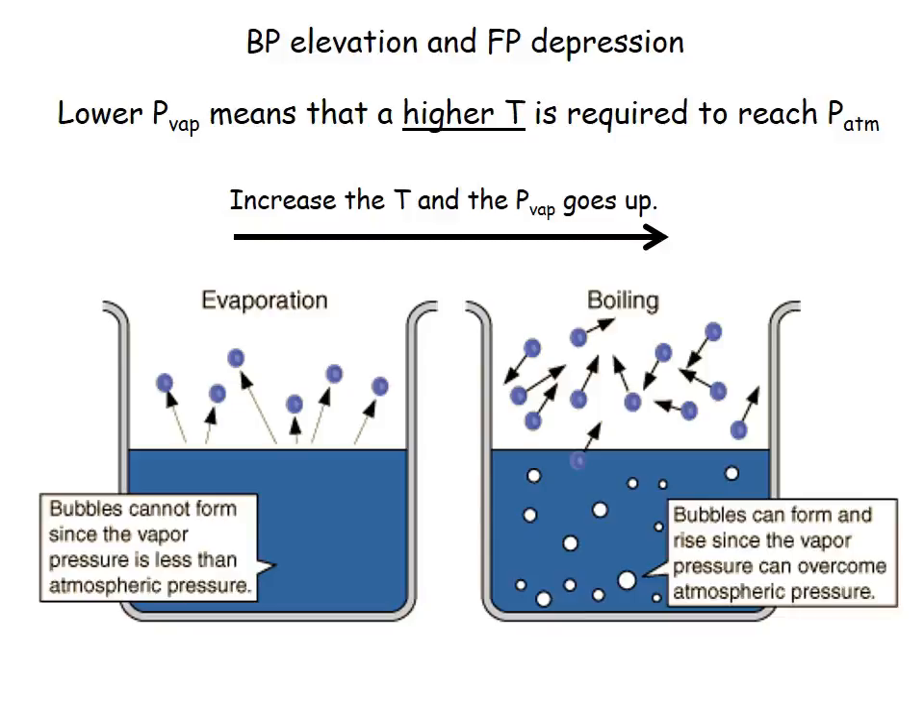So keep in mind that we have lowered the vapor pressure by adding a solute, right? Vapor pressure lowering in a solution. And what that means is that if we take that same solution with the same solute dissolved, if it has a lower vapor pressure at any given temperature, then it needs to reach a higher temperature in order to reach the atmospheric pressure. And so we have to raise it to an even higher temperature to get it to boil, which is why the boiling point is elevated.